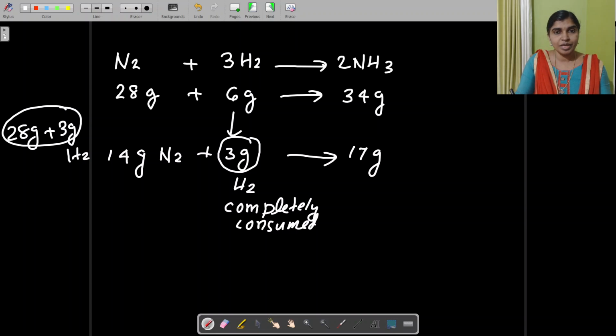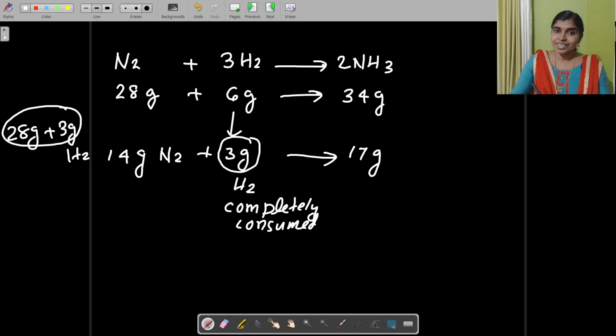And which limits the amount of product formed, and this is called the limiting reagent. So which is the limiting reagent in this case? That is hydrogen. So what is a limiting reagent? A limiting reagent is a reagent which is completely consumed during the reaction and which limits the amount of product formed.